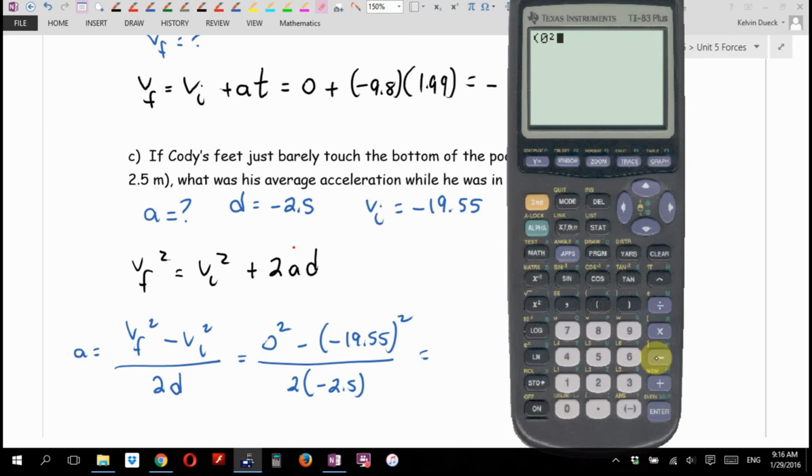0 squared. I probably could have ignored typing that. Minus answer button squared, divided by 2. Are you cluing in? If you have an answer button, you can really save yourself a lot of typing if you're clever, yes? Times negative 2.5. Do you all get 76.44?